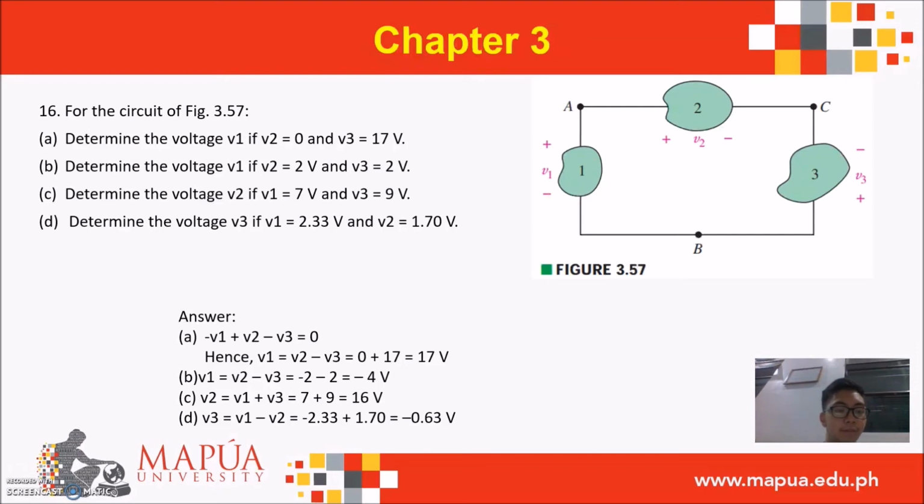and use that equation to substitute the values 0 and 17 to obtain the value of V1, 17 volts. For B, we solve for V1, we substitute the given V2 is equal to 2 volts and V3 is equal to 2 volts to the equation, giving us an answer of negative 4 volts. For C, we substitute the values 7 volts and 9 volts to the equation for V1 and V3, giving us 16 volts. For D, we also substitute 2.33 volts and 1.70 volts for V1 and V2, giving us an answer of 0.63 volts.